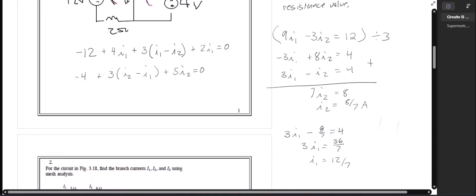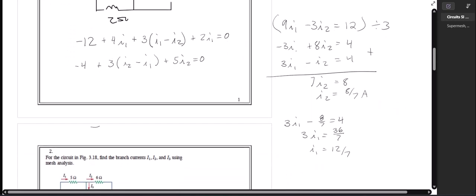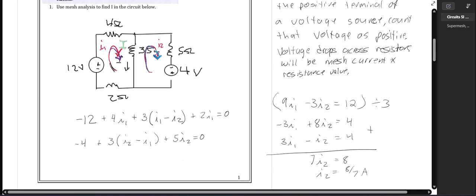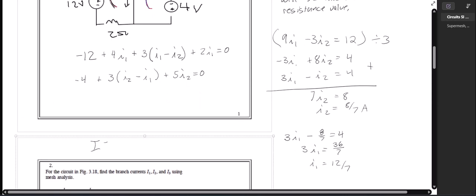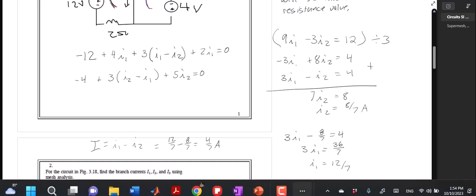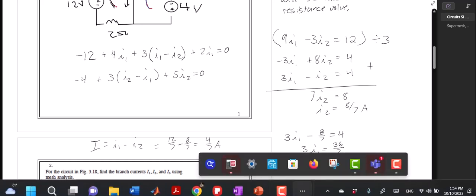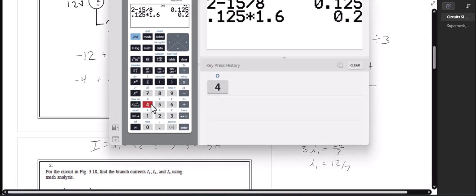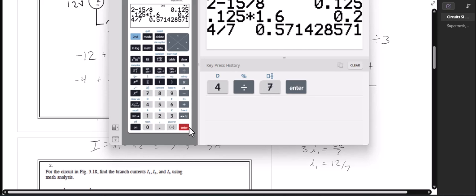All right, and then so the problem is asking for I, and at the very beginning we saw that I was I1 minus I2 the way we have them drawn. I is I1 minus I2, and I1 was 12/7 minus 8/7 is 4/7 amps, or 0.57 amps.